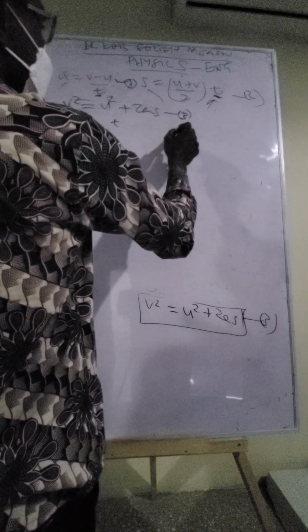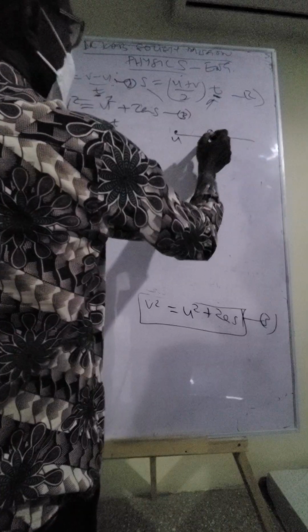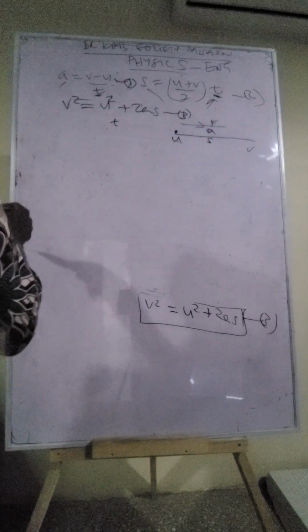The same thing here, starting with U, we are moving with acceleration A, so that at the end, this will change. There's a force F that is pulling you. As it's pulling you, your velocity will change to V, and that change is your acceleration A. This is your distance or displacement S. Okay, so let's see.